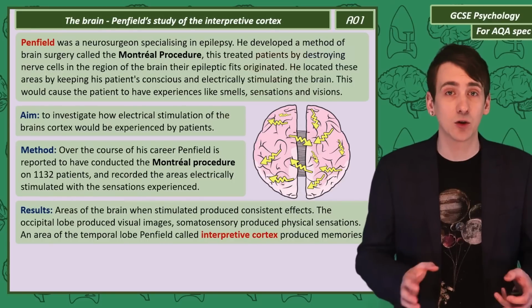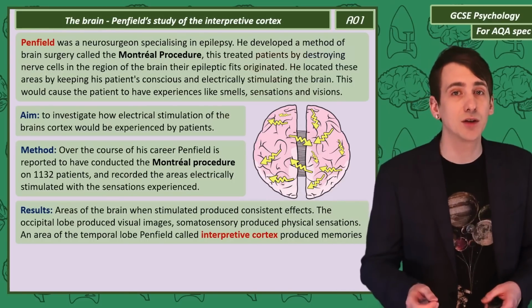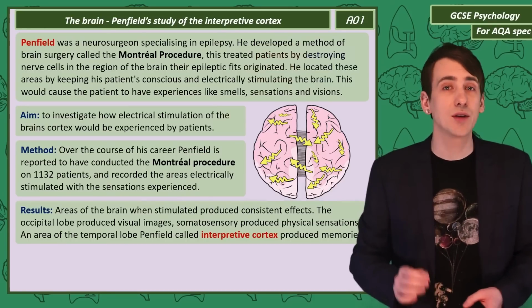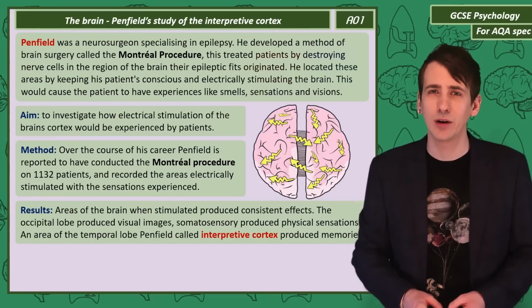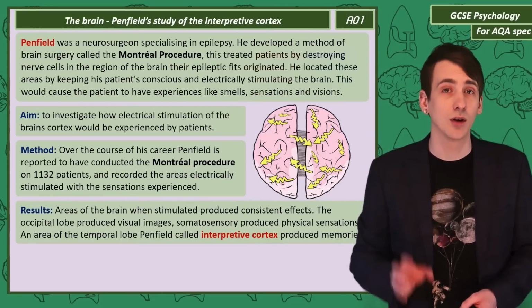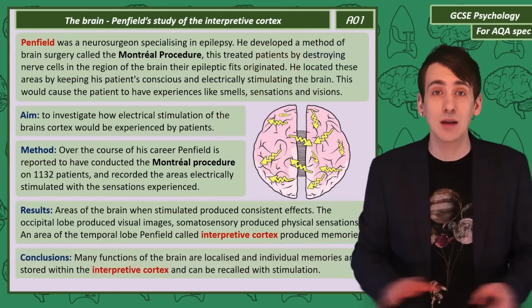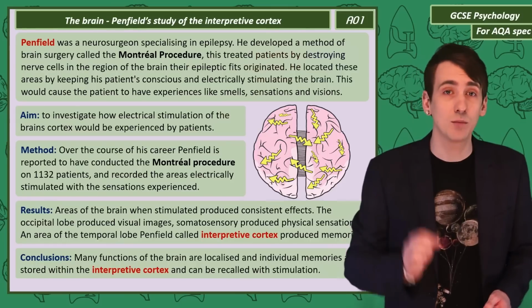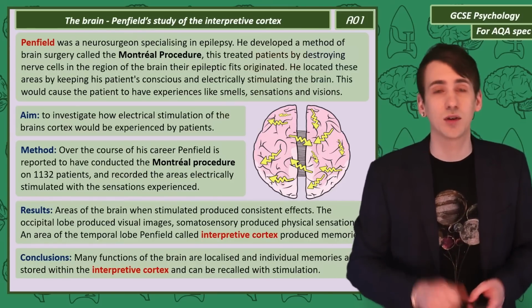If he stimulated the occipital lobe, he would generate visual images. Stimulating the somatosensory region would produce physical sensations. One area of the temporal lobe he was particularly interested in, when stimulated, seemed to produce memories. This is an area he called the interpretive cortex. Penfield concluded from his work that many functions of the brain are localized, and he also concluded that individual memories are stored within the interpretive cortex and can be recalled with stimulation.